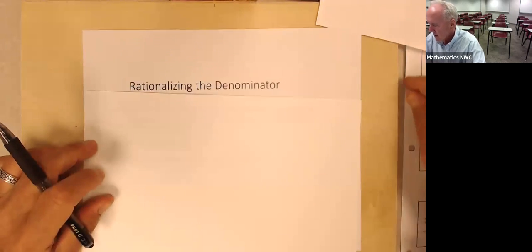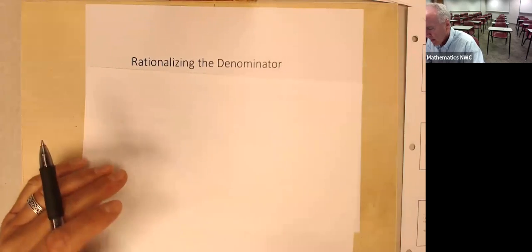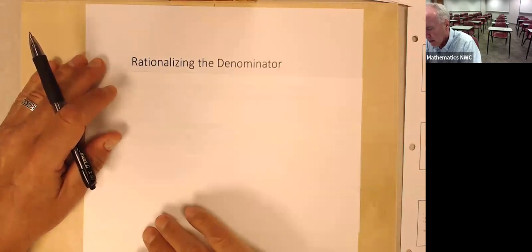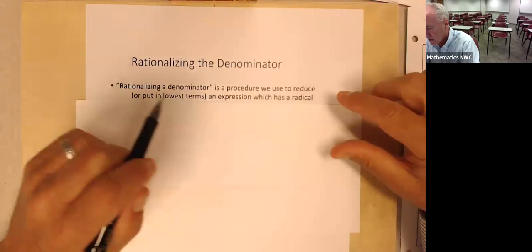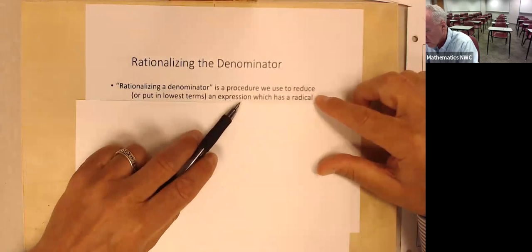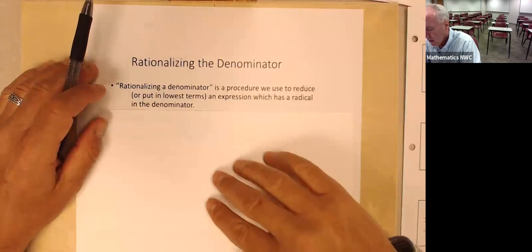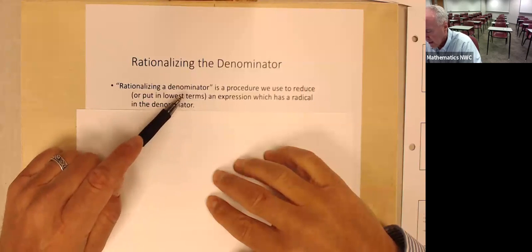Our final concept, I got a few slides concerning this one, but it is the final concept. It's known as rationalizing the denominator. Rationalizing a denominator basically is just simply a procedure we use to reduce an expression which has a radical in the denominator. We sometimes say put it in lowest terms, simplify it, reduce it.